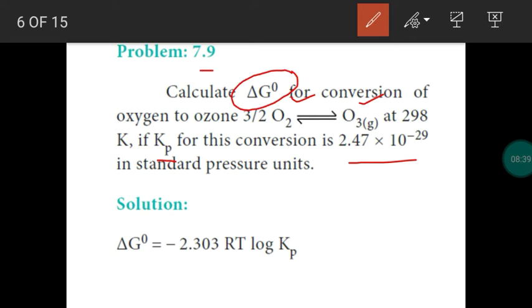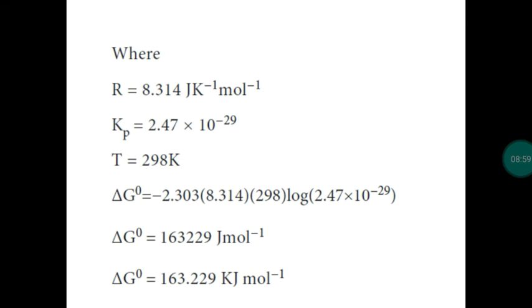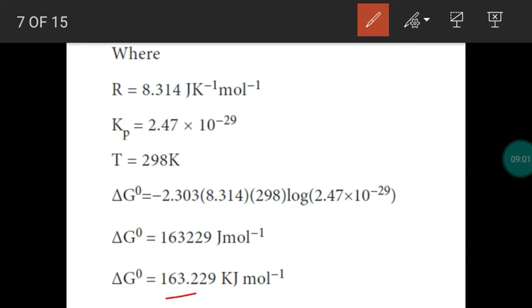We have to calculate standard free energy change, and this is the formula. Instead of equilibrium constant, you substitute 2.47 into 10 power minus 29, and we know the value of gas constant. Now the reaction is taking place at 298 Kelvin. So substitute all these values, we will get the answer 163.229 kilojoule per mole.